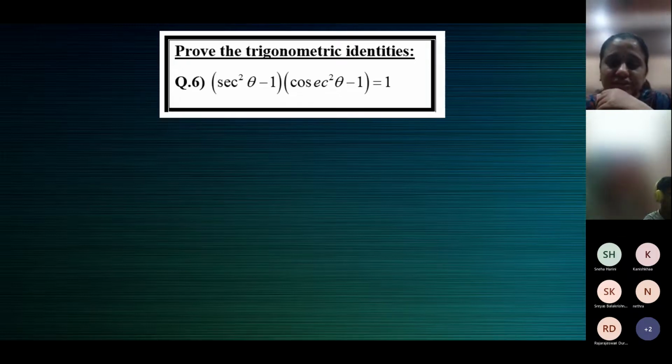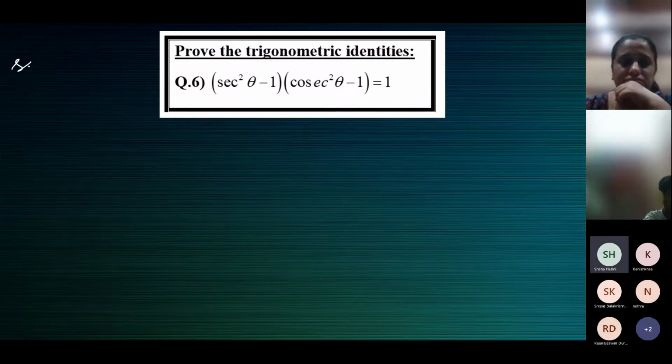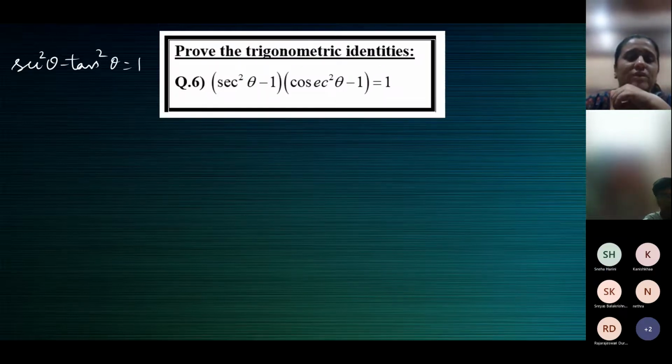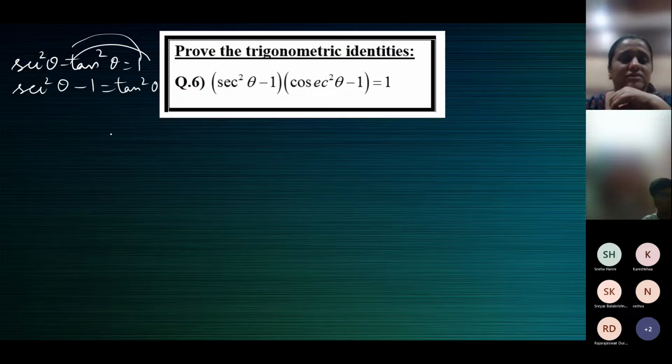Very easy. What is secant square theta minus 1? Which identity should I use to replace secant square theta minus 1? Tell me the identity completely. Secant square theta minus tan square theta is equal to 1. So from this, what is secant square theta minus 1? Tan square theta. When you transpose, secant square theta minus 1 is equal to tan square theta.